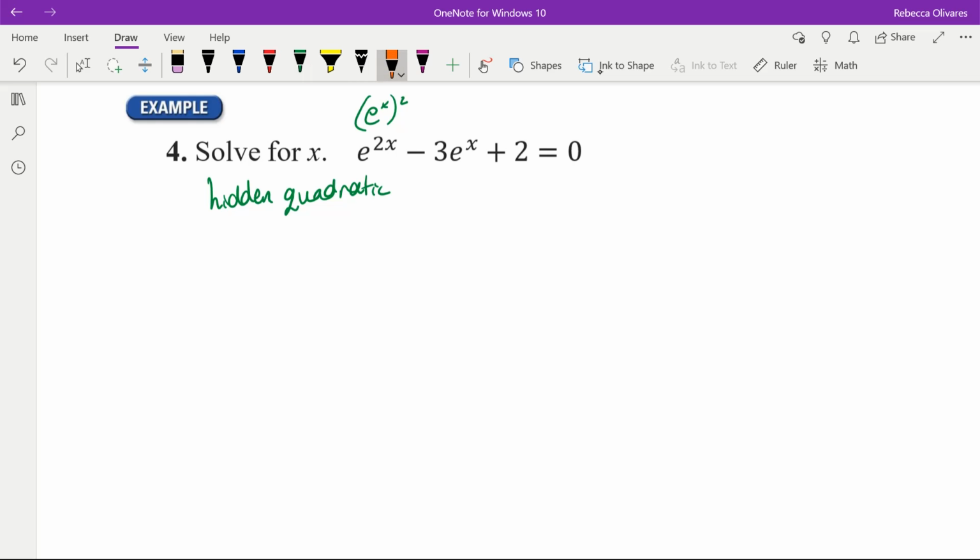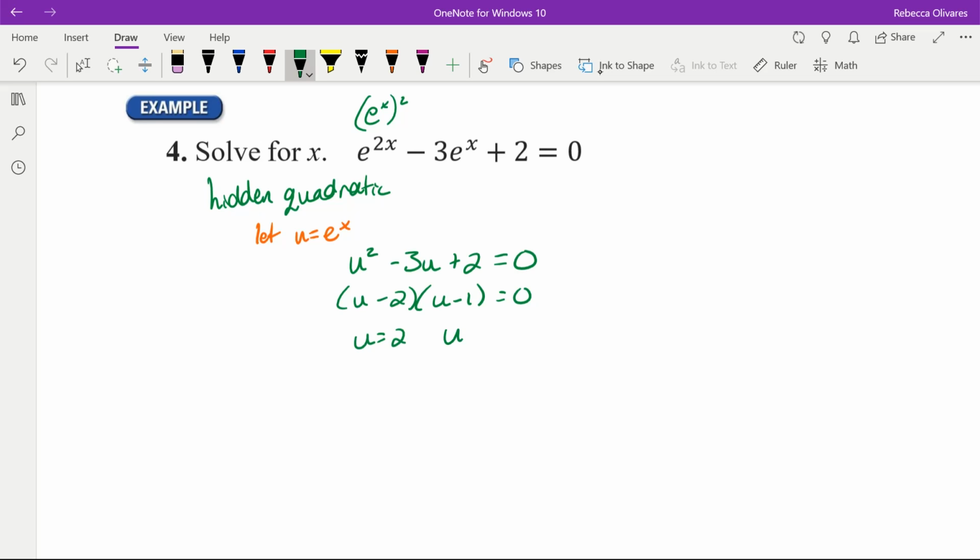So here's how we can set this up. You don't have to do it this way, but you might like it. We're going to introduce a new variable. We're going to let u equal e to the x. And now I can rewrite this problem as u squared minus 3u plus 2 equals 0. And now we can just factor this in terms of u. So it's going to be u minus 2 times u minus 1 equals 0. So u equals 2 and u equals 1.